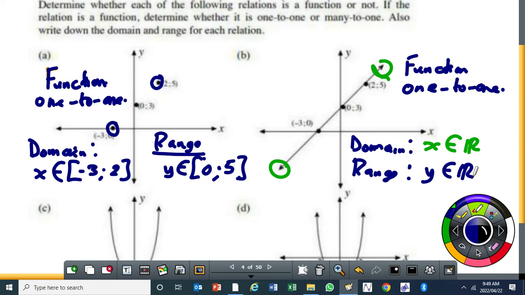These 3 points are just 3 chosen points that have been used to draw that straight line. It doesn't mean that x starts from -3 up to 5, or that y starts from -3 to 2 and y from 0 to 5. That's why the domain and the ranges are different.